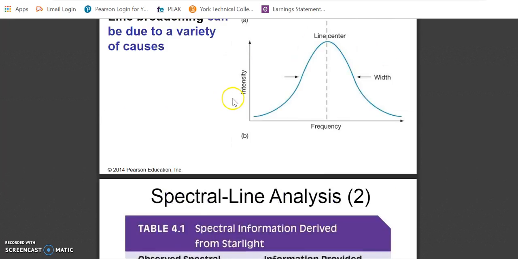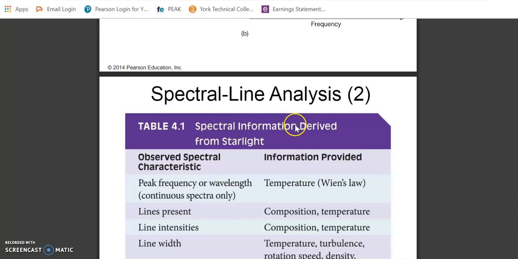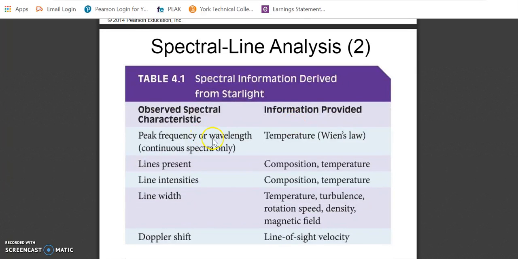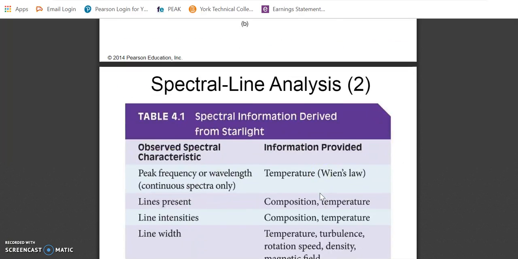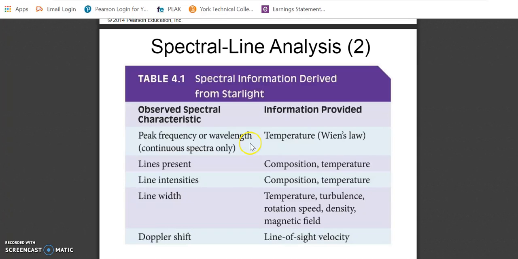With whatever the peak wavelength is, by looking at the spectra, you can figure out what the peak wavelength is. That's of course this point right here. I know it says frequency across here, but you can also look at the wavelength. If you know the frequency, you can always calculate the wavelength. Anyhow, that'll give you the temperature.